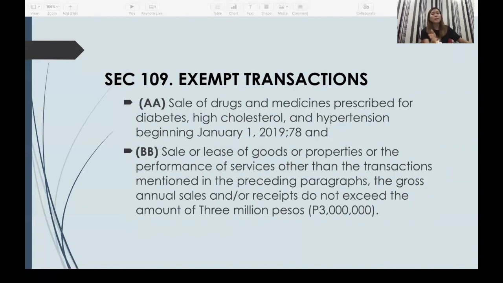Simple lang, pag hindi nag-exceed ng 3 million yung annual gross sales and gross receipts at the end of the year, VAT exempt, provided you are not registered sa VAT system. Kasi if you are registered sa VAT system, then regardless kung umabot ka ng 3 million or hindi, subject ka to VAT. So, tapos na natin yung 28 VAT exempt transactions. We've discussed them one by one. And that would be all for my discussion sa business taxation for value-added tax.